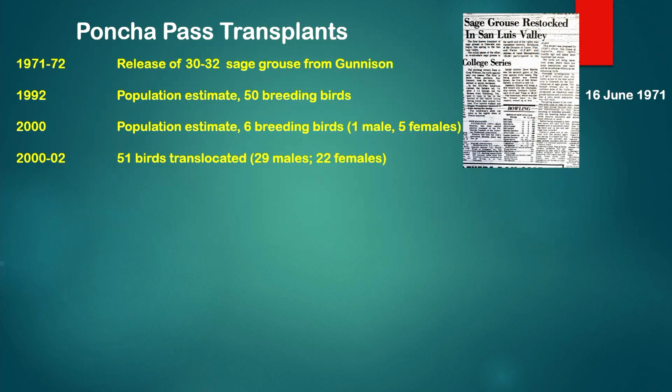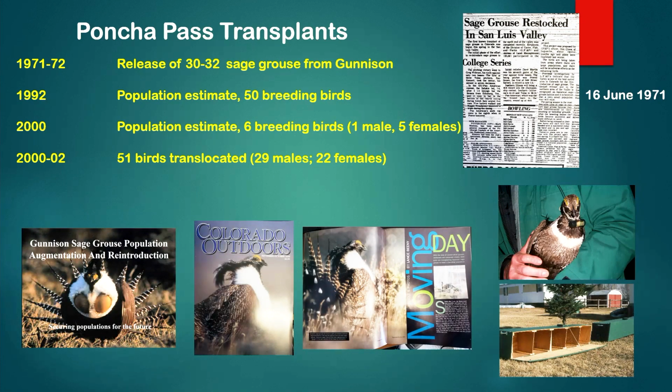Colorado has its own history of translocations with sage-grouse. In 71, 72, between 30 and 32 birds were moved from the Gunnison. And I have sage-grouse up there because that's what they moved at the time. In 92, population estimate was about 50 breeding birds. And then in 2000, when I first came to the state, we had a population estimate of about 6 breeding birds, 1 male and 5 females.